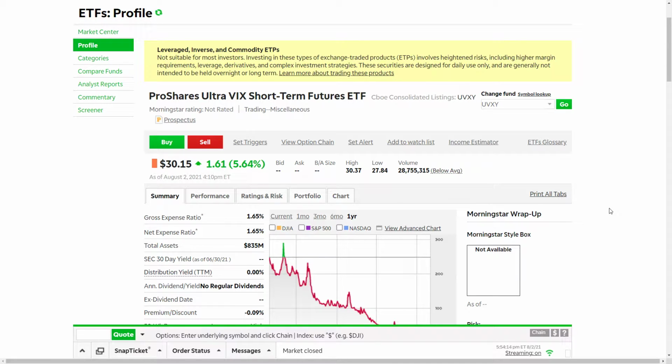So one of the things that I want to highlight as we talk about today for UVXY, which is a leveraged fund tracking the VIX, is what it is and why people utilize it.